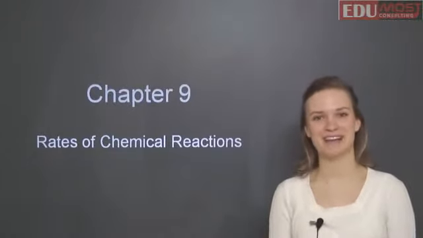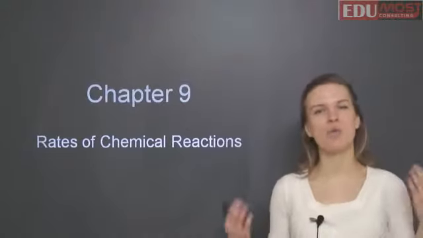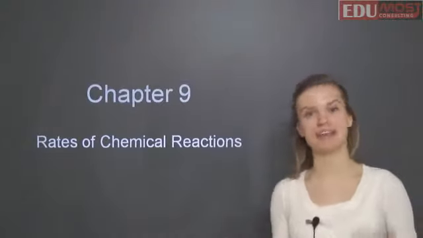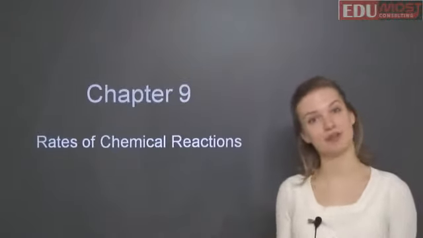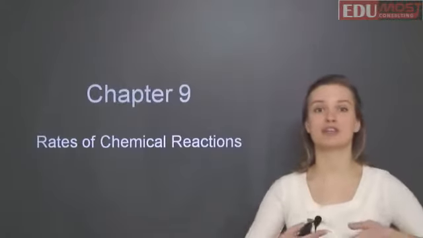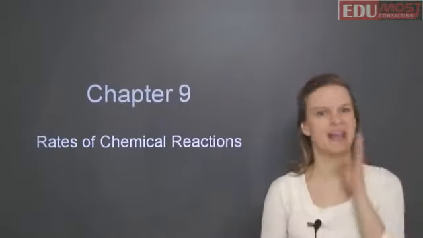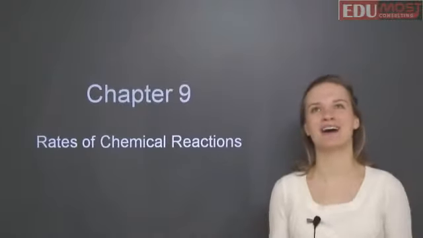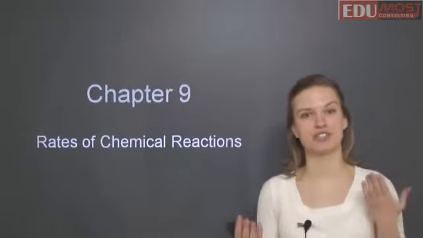Hello and welcome back. So in the last chapter, thermochemistry, we talked about why some reactions happen, right? We talked about entropy and enthalpy. Entropy being a measure of chaos and enthalpy being a measure of heat that is either released, exothermic, or absorbed, endothermic, in a reaction.